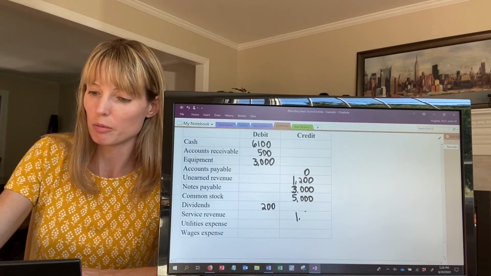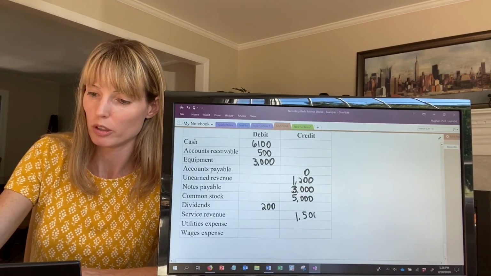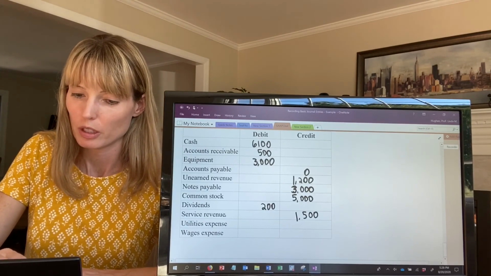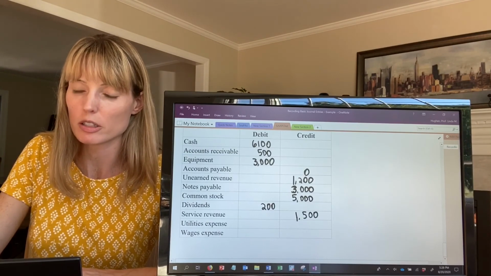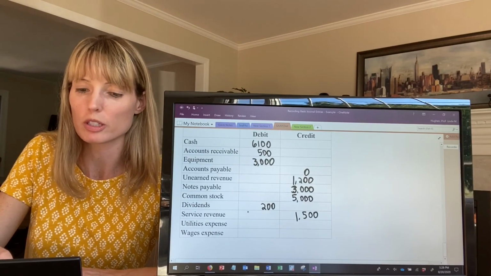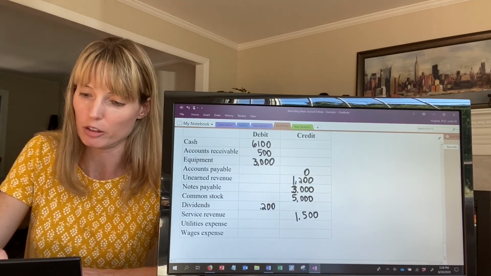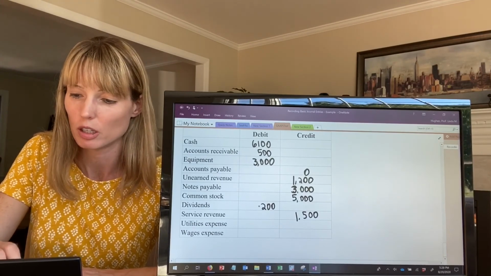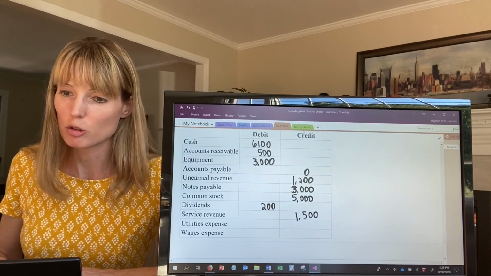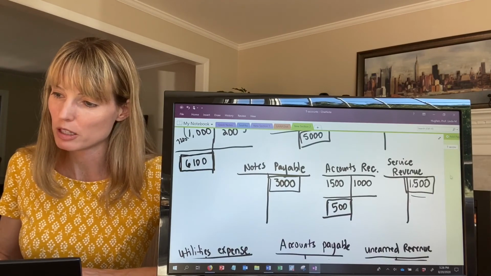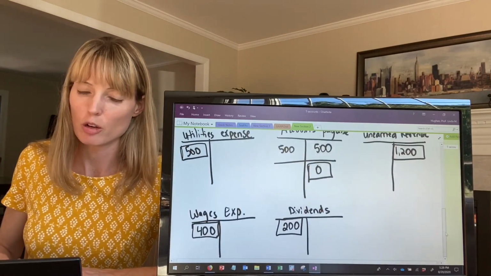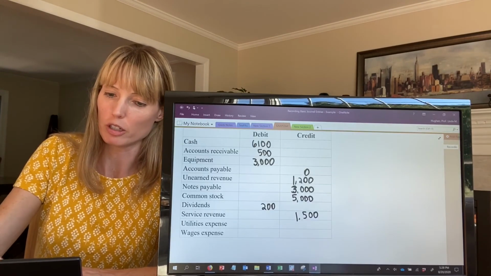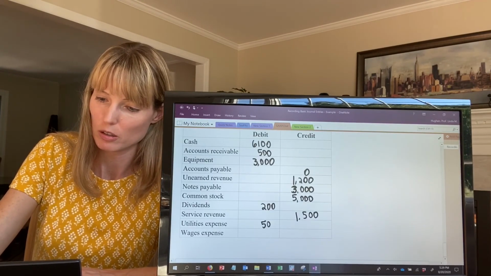Revenue has a credit. It's really important to make sure that if it's a revenue account or a liability account, you have a credit balance, and if it's an asset or expense or dividends, you have a debit balance being reported on the trial balance. Two expenses, utilities expense and wages expense. Utilities expense is 500 and wages expense is 400. I'm going to plug those numbers in.